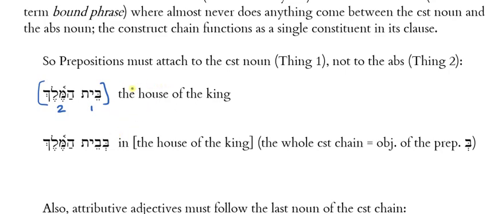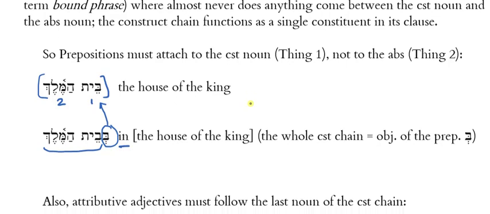Now what if I want to say not just the house of the king, but in the house of the king? What am I going to do? I have to put the preposition bet on the first member of the construct chain, which is the construct noun. Okay? So it's going to go right here. Beit HaMelech is the same here. The only place the preposition gets to go is on the first member of the construct chain. Beit HaMelech. In the house of the king. So the whole construct chain, Beit HaMelech, again functions as a unit as the object of the preposition bet.